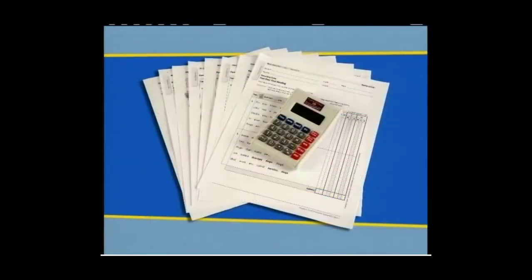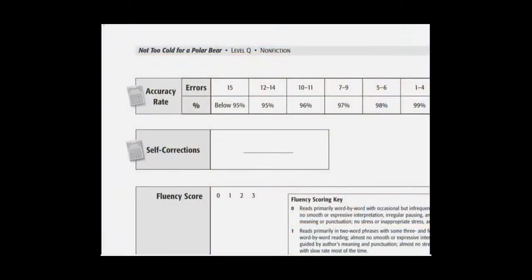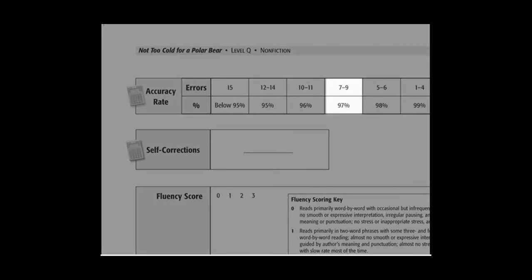Enter the total number of running words, RW, in the text, 249, into the Fountas-Pinnell calculator. To find Elliot's accuracy rate, enter his total errors, 9, into the calculator. You can also find a chart for determining a reader's accuracy rate in the recording form for each book. Since Elliot made 9 errors, his accuracy rate is 97%.